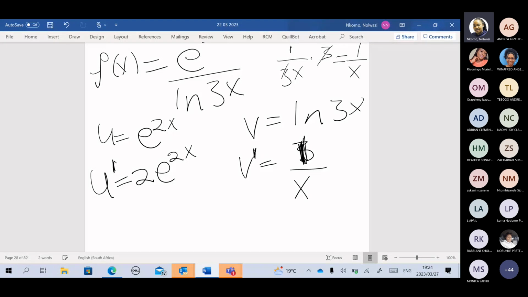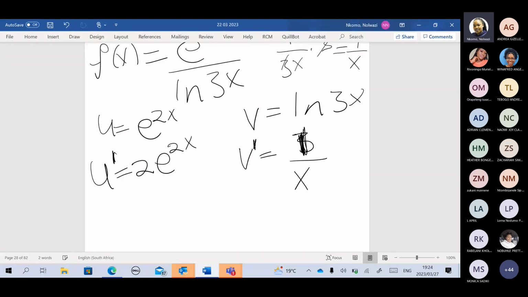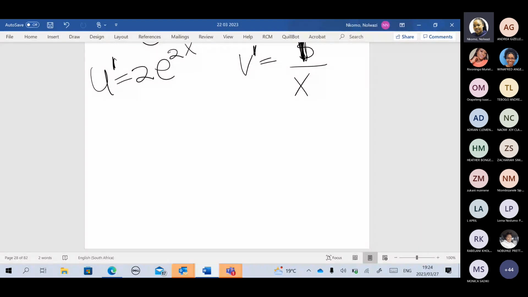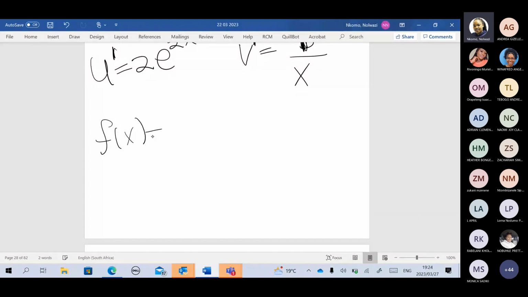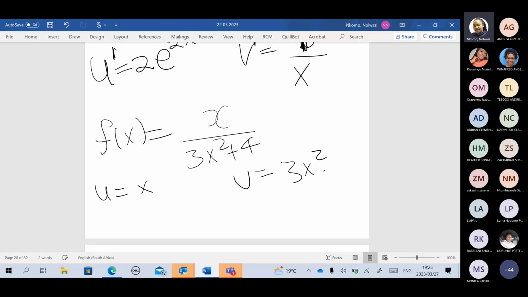Again, if you have f at x equals x over 3x squared plus 4, you let u equals x, v equals 3x squared plus 4. Then you need u prime. If u is equal to x, then your u prime would be 1. If v is equal to 3x squared plus 4, your v prime is 6x. Then you substitute this back to your quotient rule.